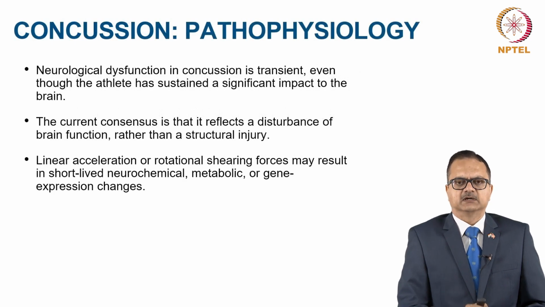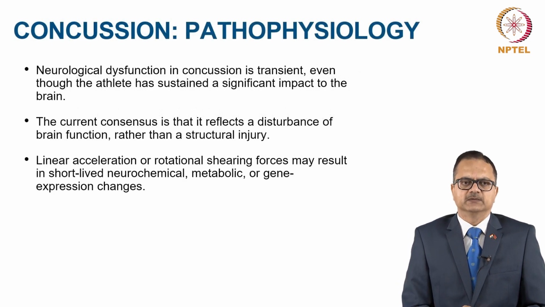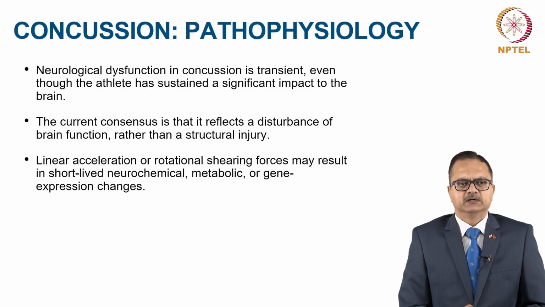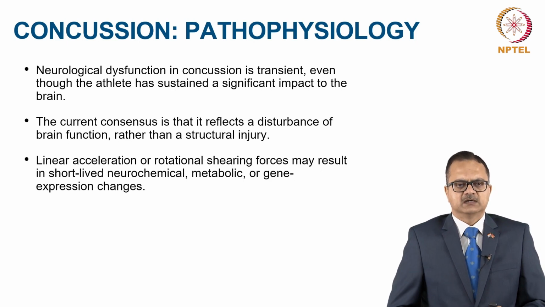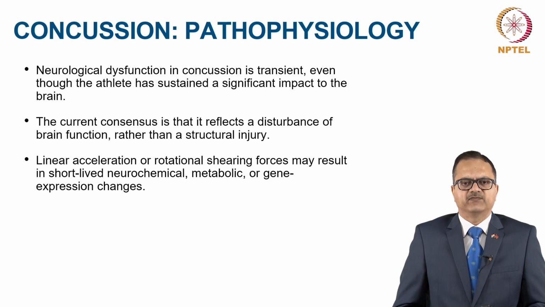What happens in a concussion? What is the pathophysiology of the concussion? The neurological dysfunction is transient, even though the athlete has sustained a significant impact to the brain. The current consensus is that it reflects a disturbance of brain function rather than a structural injury.